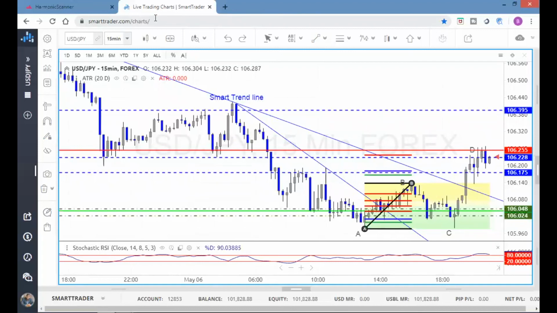So once again, United States dollar, Japanese yen was called on the IM Mastery Academy Harmonic Scanner 1 hour time frame.